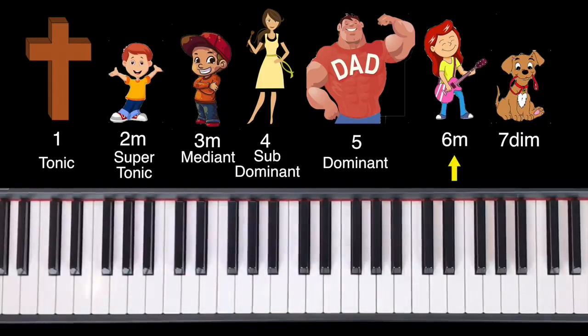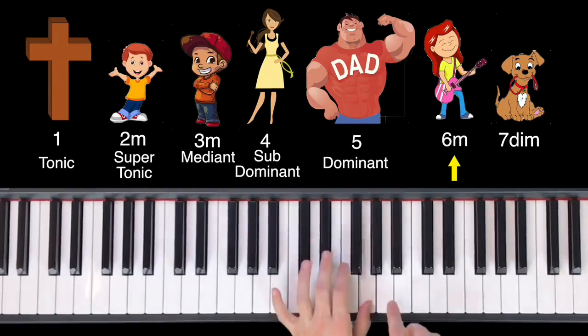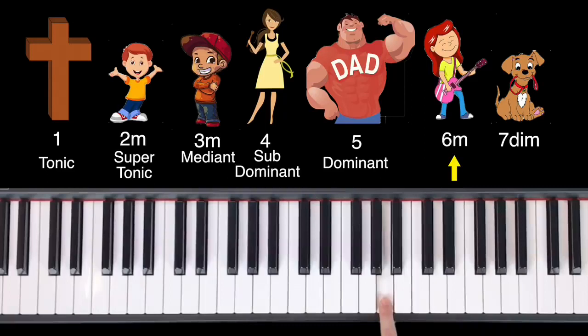Let's look at chord 6. Chord 6 is a minor chord built from the 6th note of the scale, 1, 2, 3, 4, 5, 6. The musical name for the 6th note of the scale is submediant and is the root from which chord 6 is built, in this case, an A minor chord.